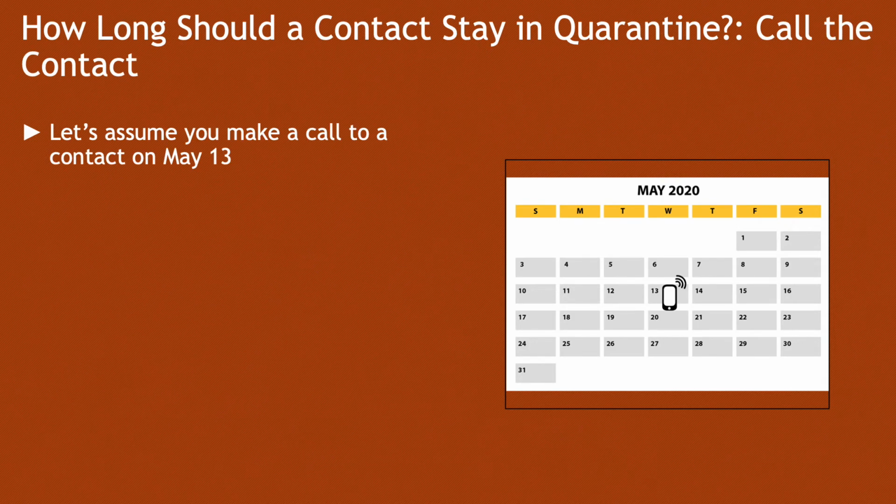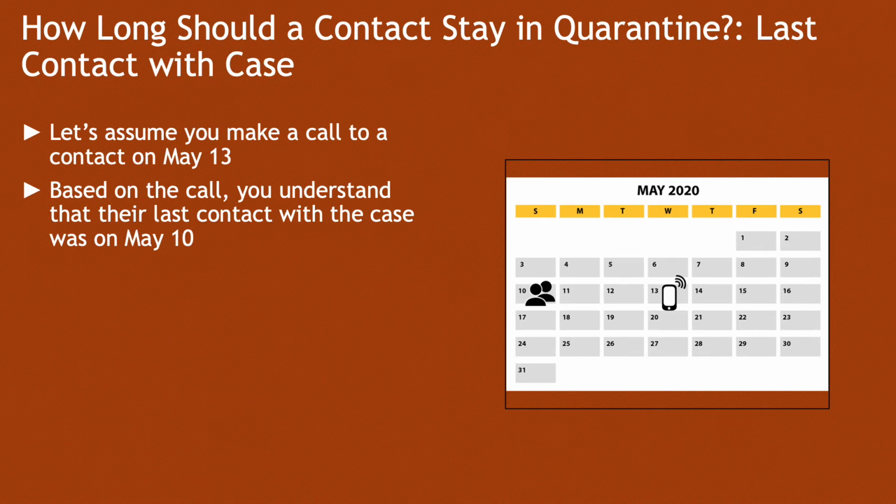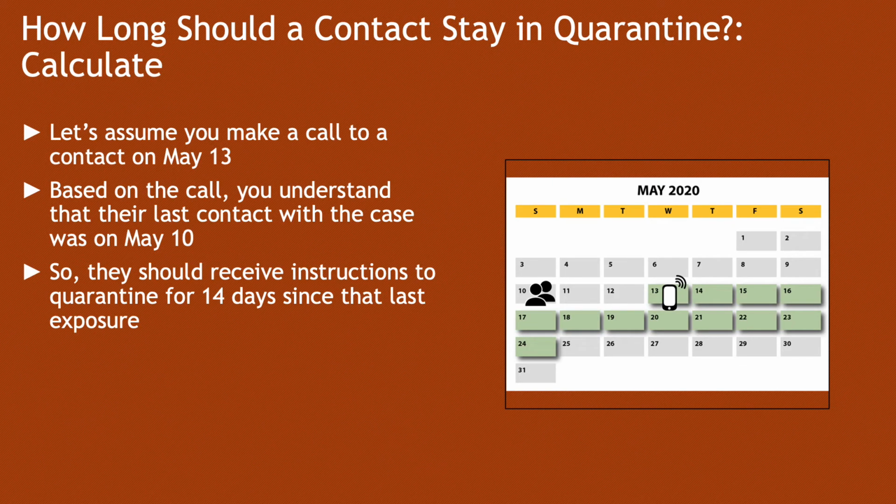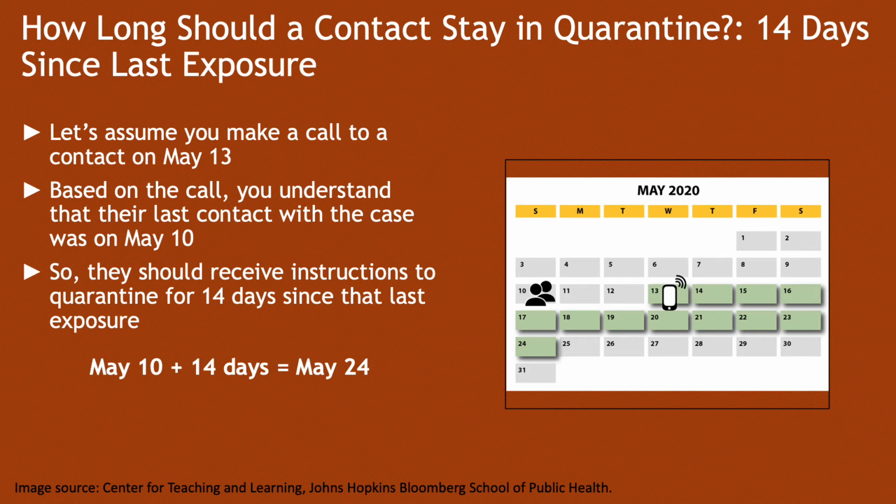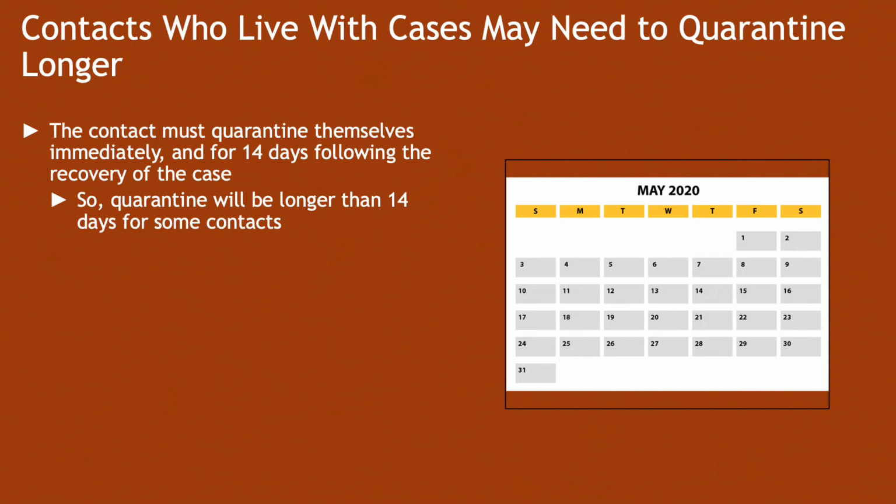So, if you call them on the 13th and you understand their last contact with the case was on the 10th, then you need to instruct them, encourage them to quarantine for 14 days since that last exposure. In other words, until the 24th. But keep in mind, if they live with this person, they need to quarantine for 14 days after this person that they live with, a case, no longer has symptoms. So this delays their quarantine a lot longer.